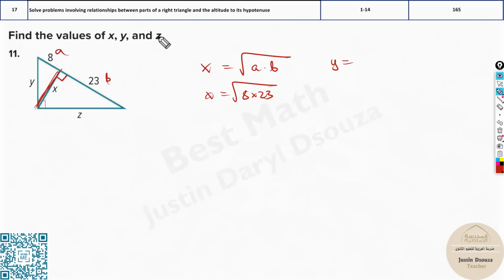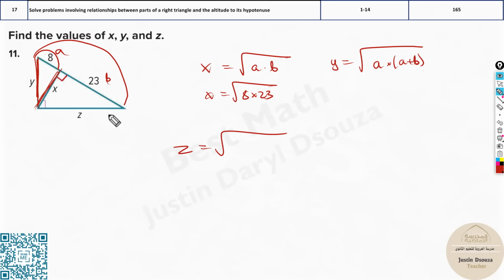But now look over here. Y also needs to be found and Z also needs to be found. Now where is Y? Y is at the side which is closer to 8, right? You need to choose the side which is the nearer one, A, and the total one. So here, the formula is basically the square root of A multiplied by A plus B. This is very, very important. It's not only B, it's not just 23, it's the entire thing. This is crucial.